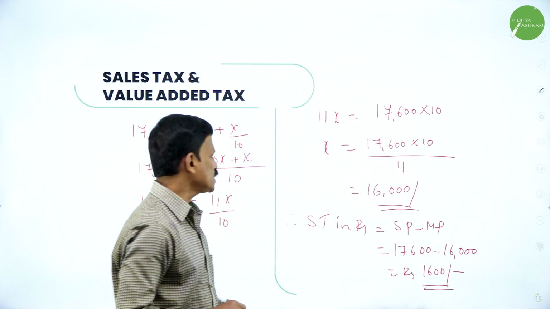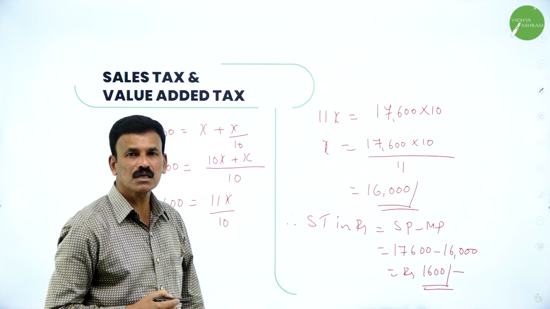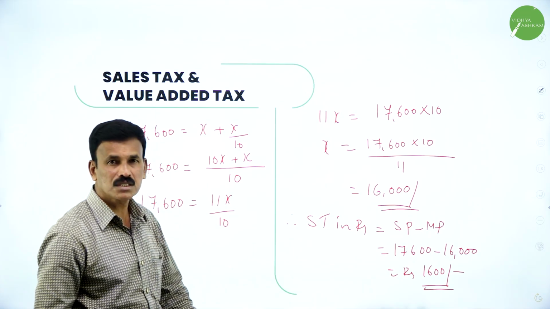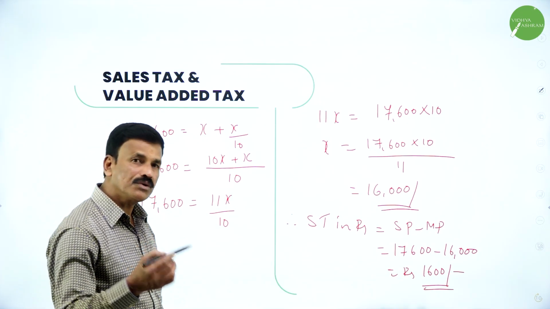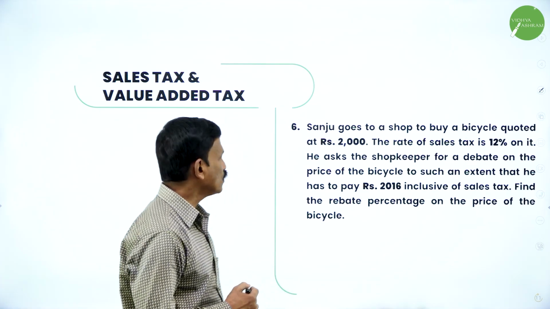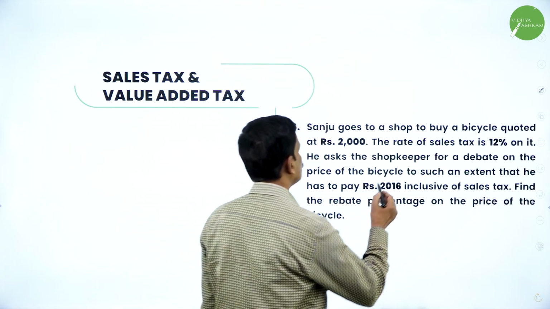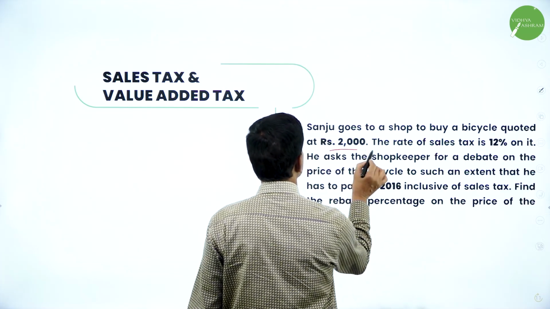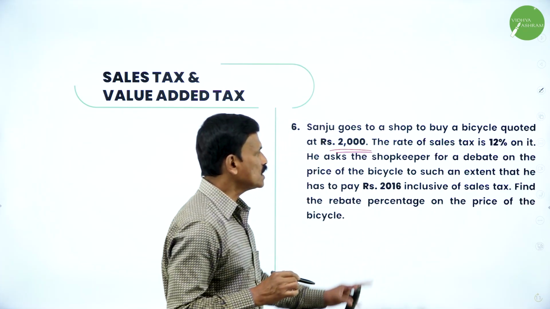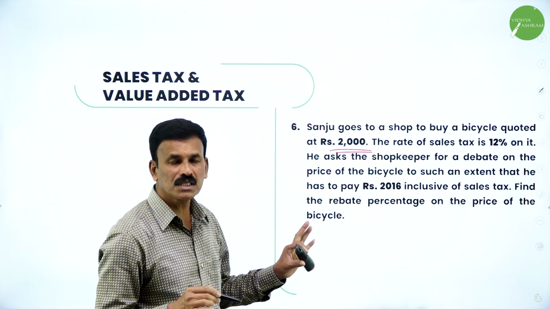So therefore the sales tax in rupees is equal to rupees 1,600. That's it. Hope you followed. Now move on to the next problem. Similar type problem. Sanju goes to a shop to buy a bicycle quoted at rupees 2,000. The rate of sales tax is 12%.